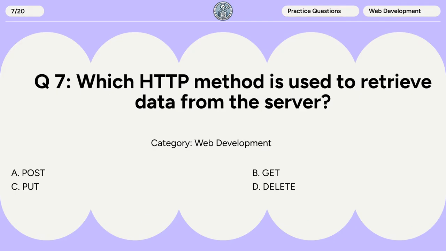Question 7. Which HTTP method is used to retrieve data from the server? A. Post. B. Get. C. Put. D. Delete.